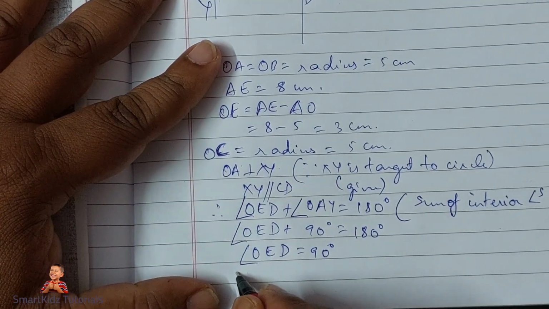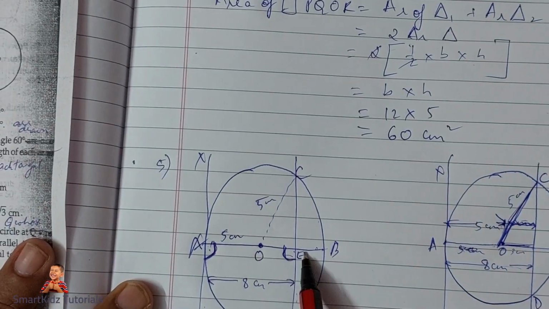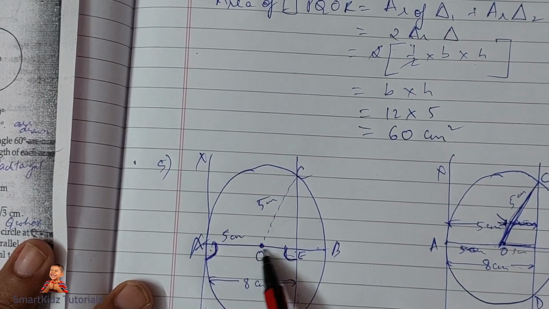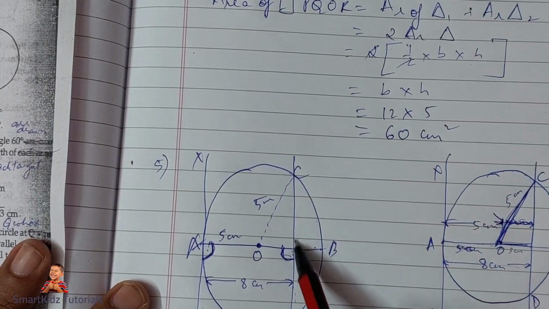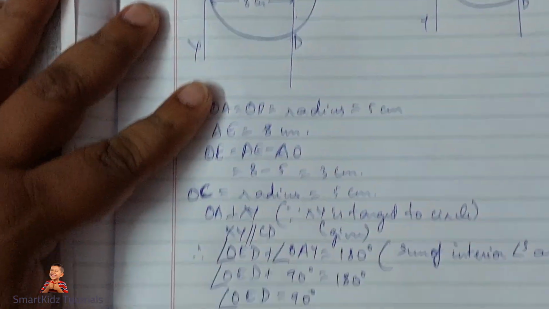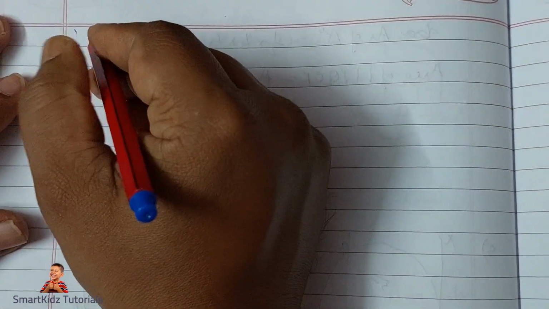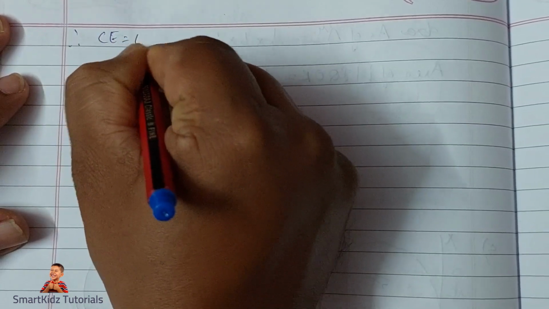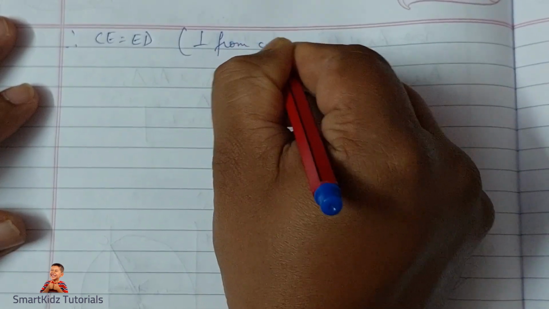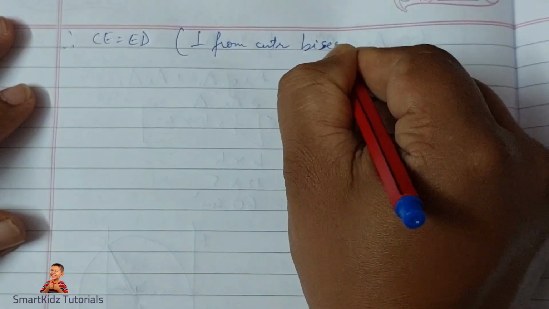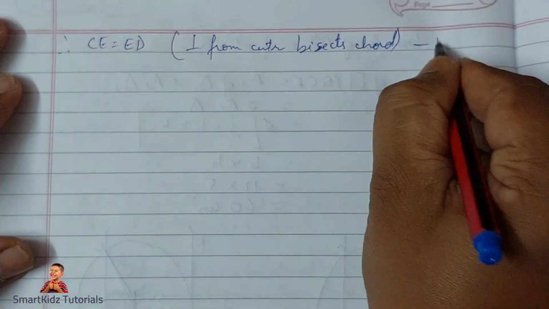And that means that OE is now perpendicular to CD. OE is perpendicular to CD. So now that we have shown that this is perpendicular, we can say also that the perpendicular bisects the chord into two equal parts. That is the next part that we are going to say. So we can say therefore that CE is equal to ED, because the perpendicular from the center bisects the chord. Done. We can mark this as 1.